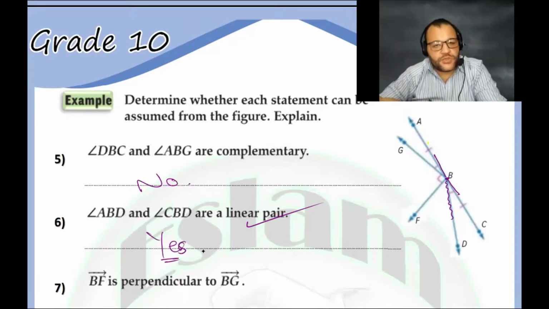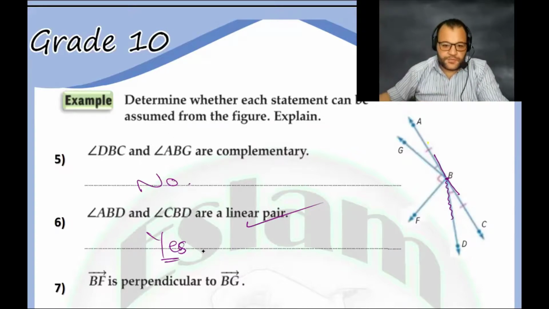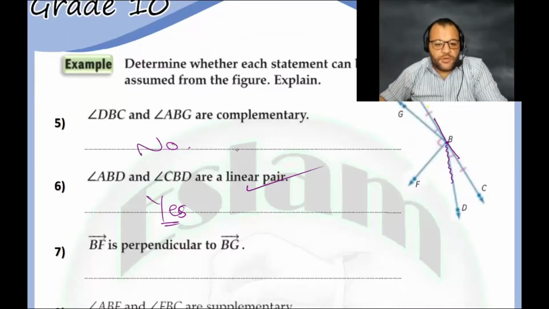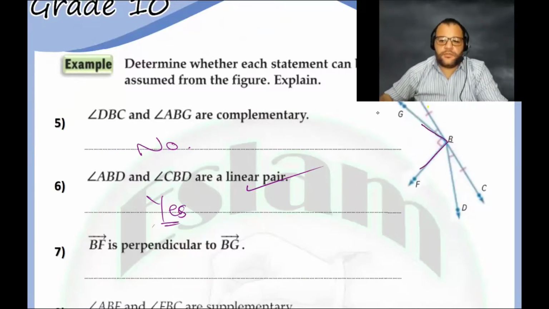Any problem for this one? Okay. Can we say that BF, that's BF, is perpendicular to BG? Can we say that they are perpendicular? What is the meaning of perpendicular? The angle which lies between them is equal to 90 degrees.